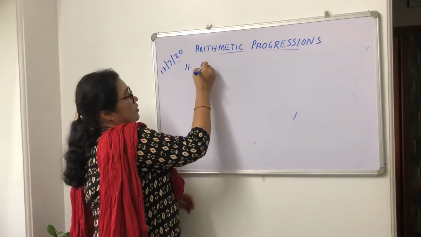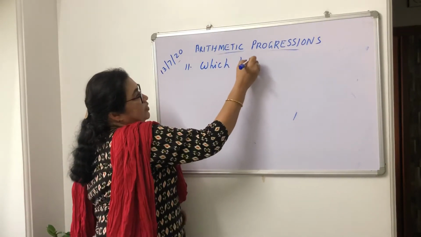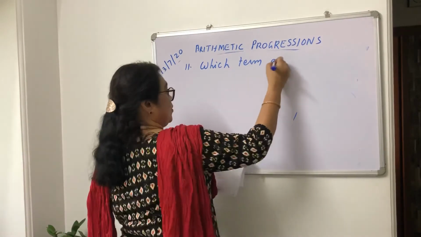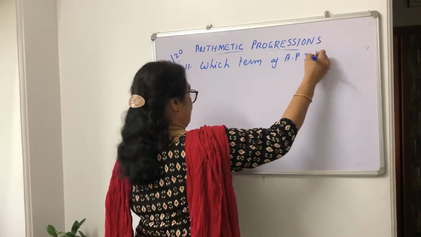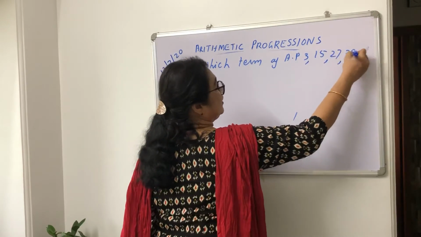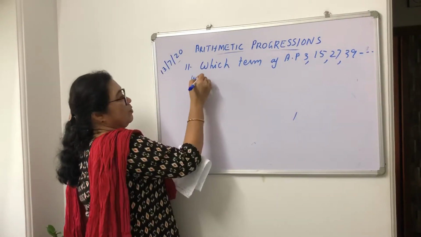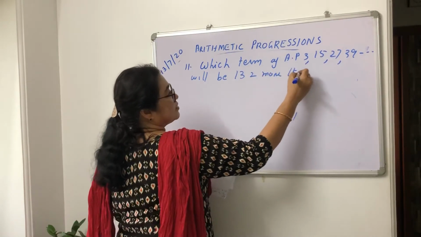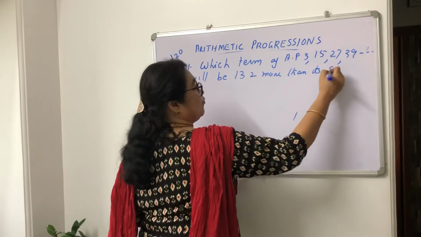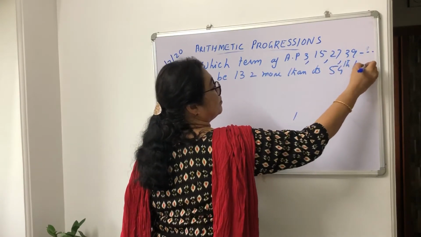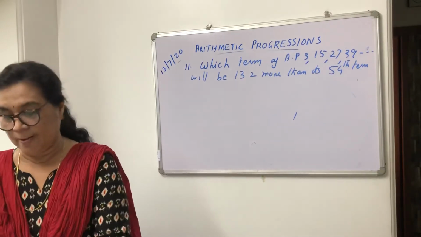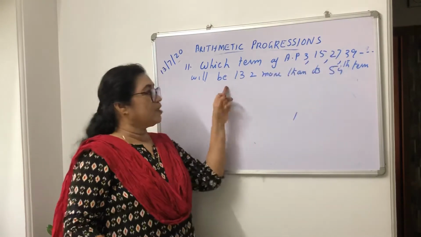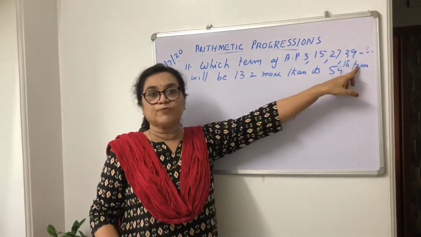Now, 11th: which term of the AP 3, 15, 27, 39, ... will be 132 more than its 54th term? So which term of this AP will be 132 more than this 54th term?